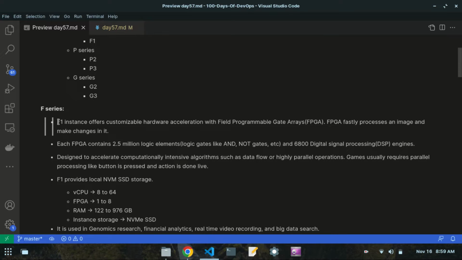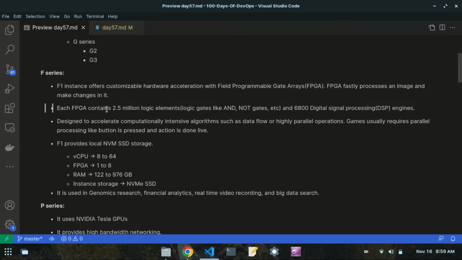The F series contains only one type, that is F1. The F1 instance offers customizable hardware acceleration with field programmable gate arrays, means FPGA. Basically the FPGA quickly processes an image and makes changes in it. This is possible in live streaming, in which the image will be processed fast, and similarly while you are playing a game, the image will be processed fast. It is possible with the help of FPGA, field programmable gate arrays.